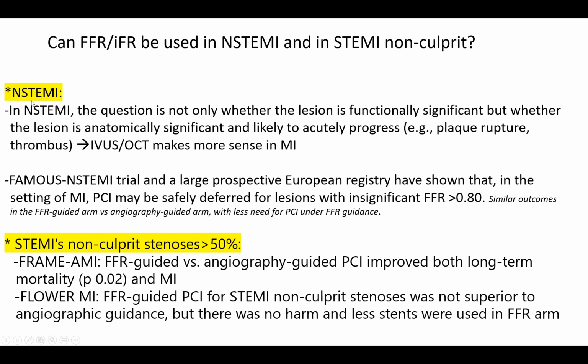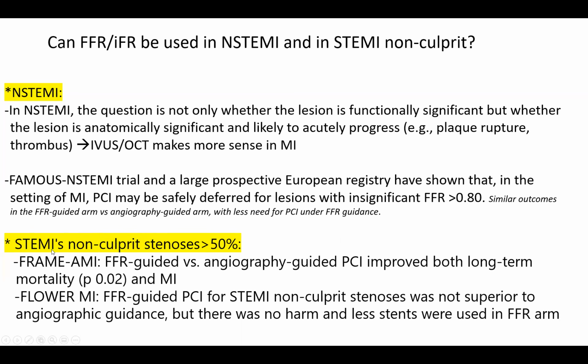However, there is data for FFR in non-STEMI. And it's only FFR that was used. The famous non-STEMI trial and a large prospective European registry, so 2 sets of important data, have shown that in the setting of MI, PCI may be safely deferred for a lesion with insignificant FFR, above 0.80. Basically, they had similar outcomes in the FFR-guided arm versus the angiography-guided arm, with less need for stenting under FFR guidance.